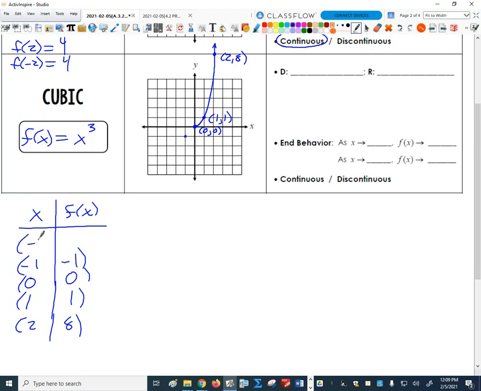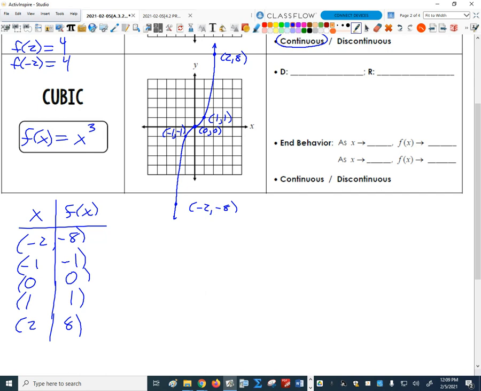What if I plug in negative 2? Negative 2 cubed. Negative 2 times negative 2 is 4, times another negative 2 is negative 8. So over 2 in the negative direction, so over negative 2 and down negative 8. So right about there. So it's going to look kind of like that, right? So there's our parent graph.